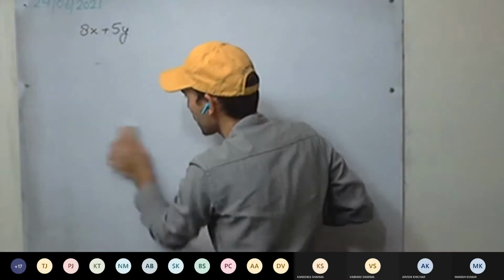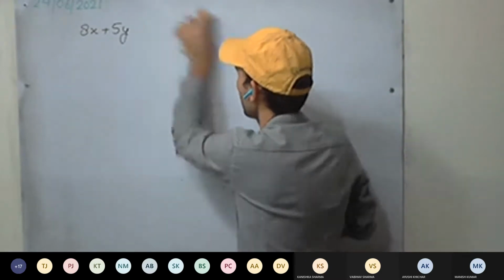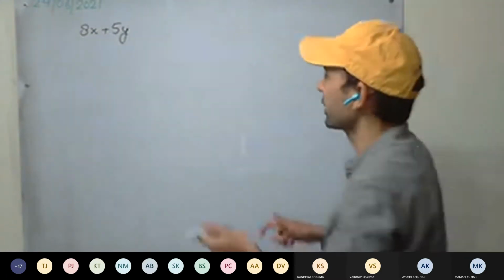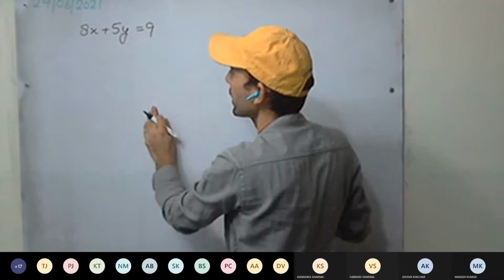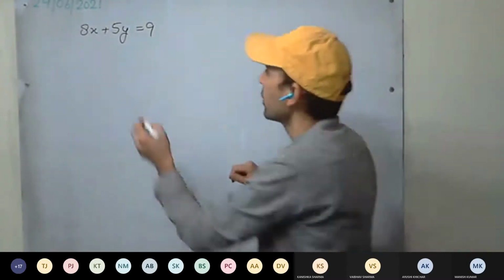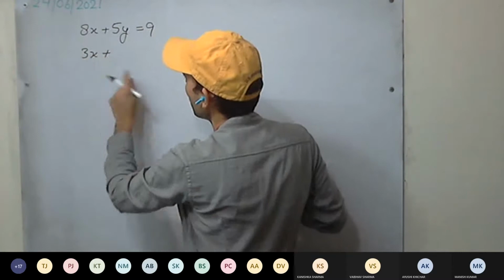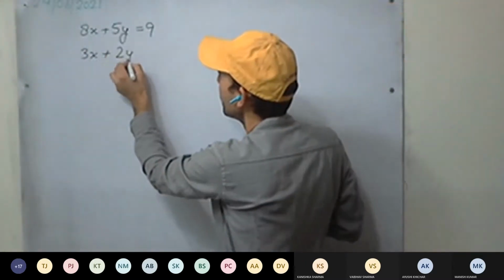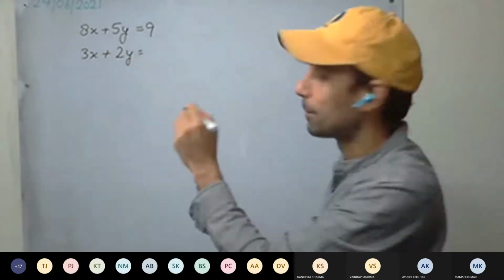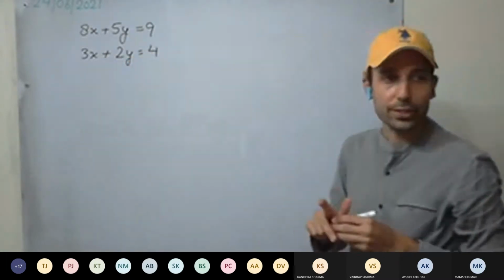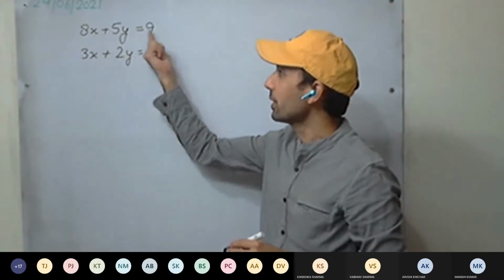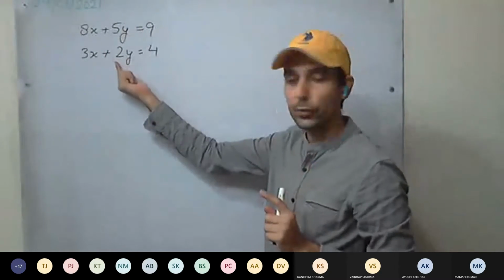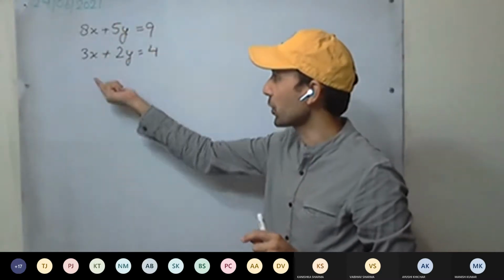This is clear? So I'll start with the first equation: 8x plus 5y equal to 9. The second equation is 3x plus 2y equal to 4. If I make any mistake, just let me know; while copying I sometimes make mistakes. These are the two equations. Degree is 1, so both are linear equations in two variables. We require two equations, and we have two. These are called simultaneous equations and we are going to solve them.